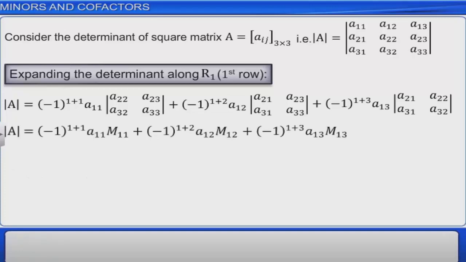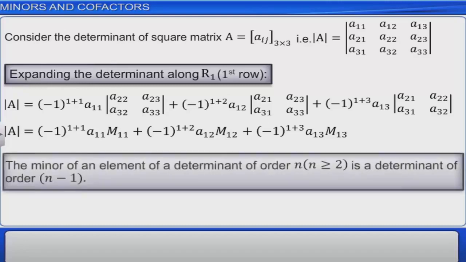From this discussion, we conclude that the determinant of A is equal to the sum of the products of each element of a row or a column with its corresponding minor and (-1) raised to the power of the sum of the suffixes. Also, it is clear that the minor of any element of determinant A is a determinant of order 2. This leads us to the result that the order of the minor of an element of a determinant is 1 less than the order of the determinant.